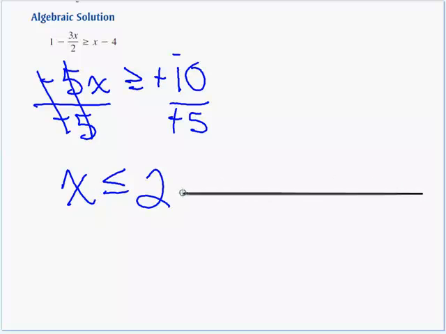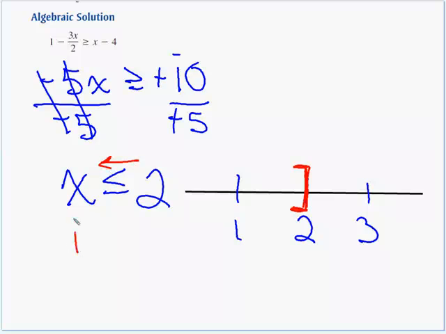And I'm not having fun unless I'm graphing them. So here's 2, put 1 to the left and 3 to the right, and we want the numbers less than or equal to 2. So the less than or equal to, I know I'm going to have a bracket at 2, and less than means I'm going to be going to the left. My variable's on the left. My inequality points the same way as my arrow when I graph it.